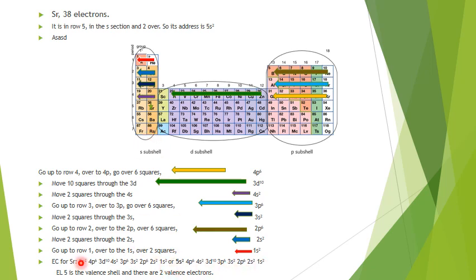Write that all out, and that's what you get. It has 2 valence electrons in the 5th level, so energy level 5 is the valence shell, and it has 2 valence electrons.